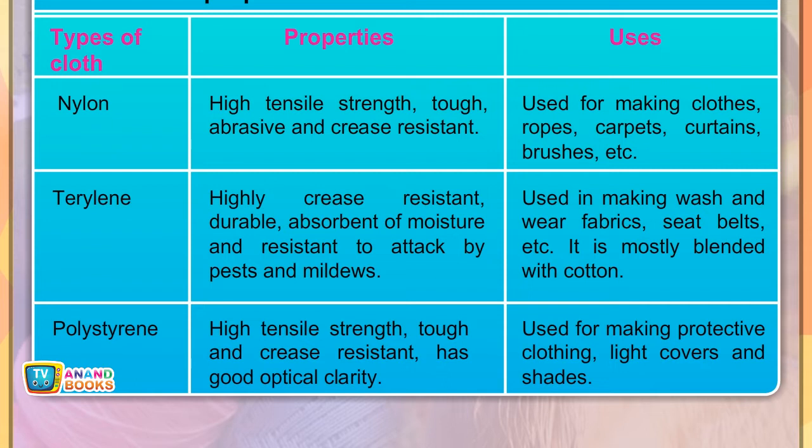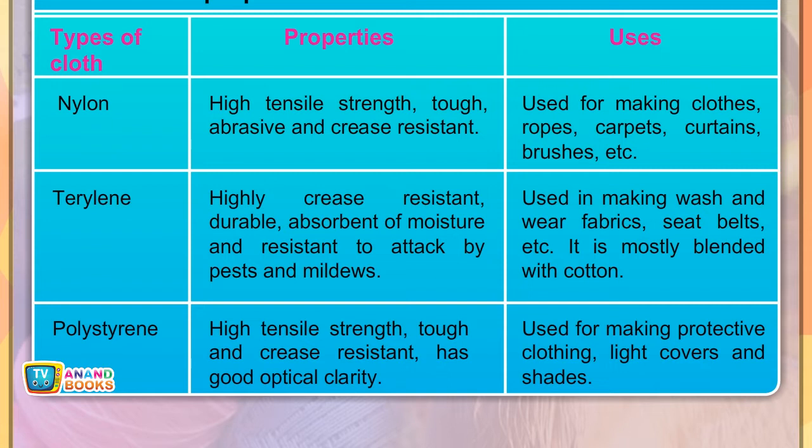Terephthalene. Highly crease resistant, durable, absorbent of moisture and resistant to attack by pests and mildews. Uses: used in making wash and wear fabrics, seat belts, etc. It is mostly blended with cotton.